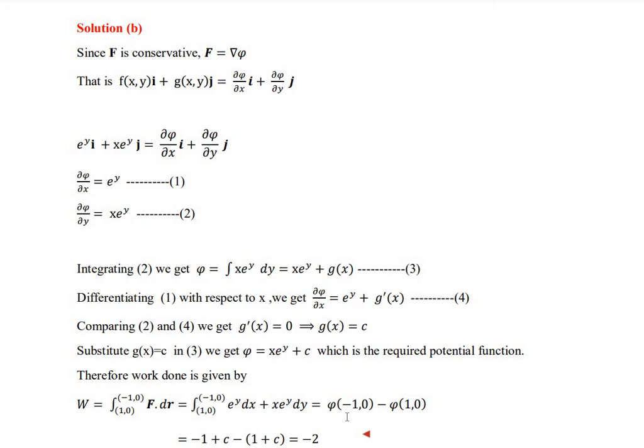So you can use that fundamental theorem. You will get phi of (-1, 0) minus phi of (1, 0). So you will get answer as minus 2.